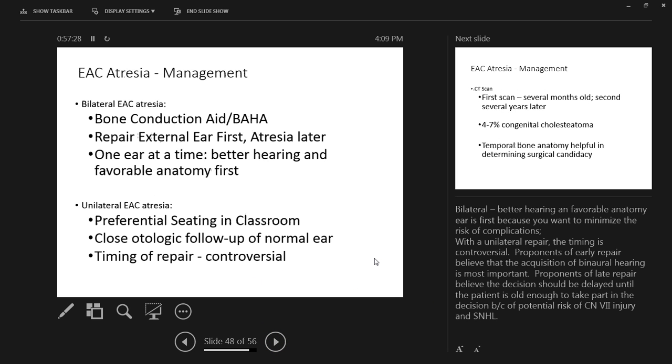So management, I had indicated, Baha could work well. If there's a bilateral atresia, you would repair the external ear first. You'd repair the atresia later. You do it one ear at a time. You do it in the ear that has better hearing and more favorable anatomy. If you have unilateral atresia, then preferential classroom seating might be useful, might not be. Follow otologic, follow the good ear very, very closely. When to do an ear canal atresia repair, as noted, that's controversial when you're going to do it.